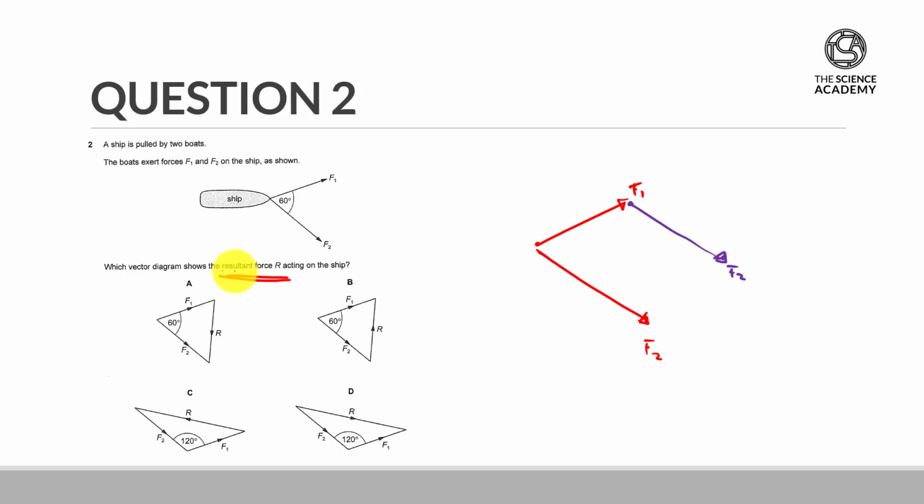And now, if we wish to find the resultant force acting on the ship, we just follow the path made by both F1 and F2. If I started from here, and then I walk to here, and then I walk to here, we will end up here. So this is going to be our resultant force. It points roughly towards the right.